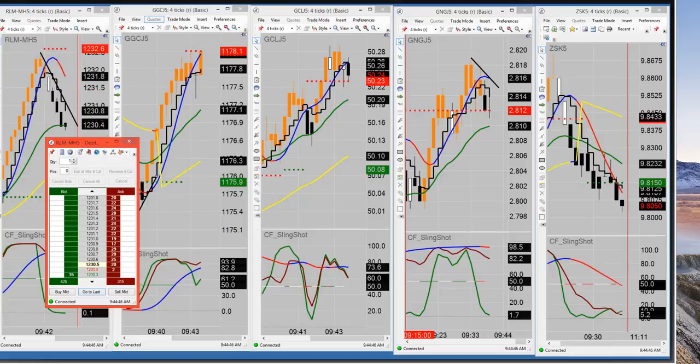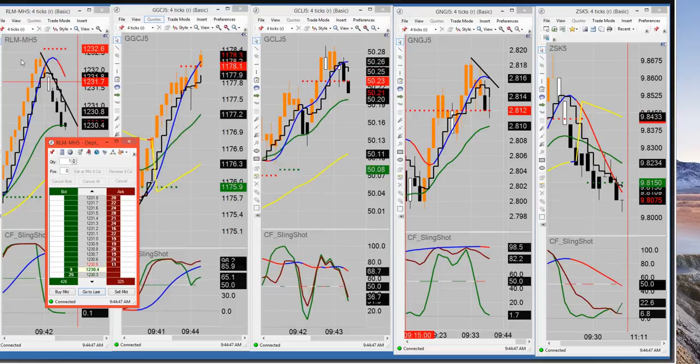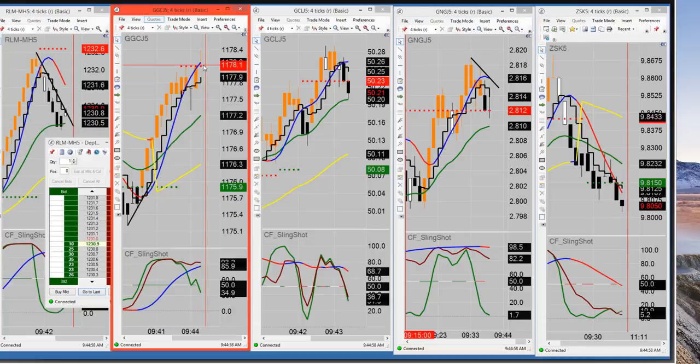Zone at what? 1233, Rod? 1233, so it just bounced down off the zone, right? Yeah, my zones aren't going to be on here because I just had to restart the charts. On the gold right here is 78.1.